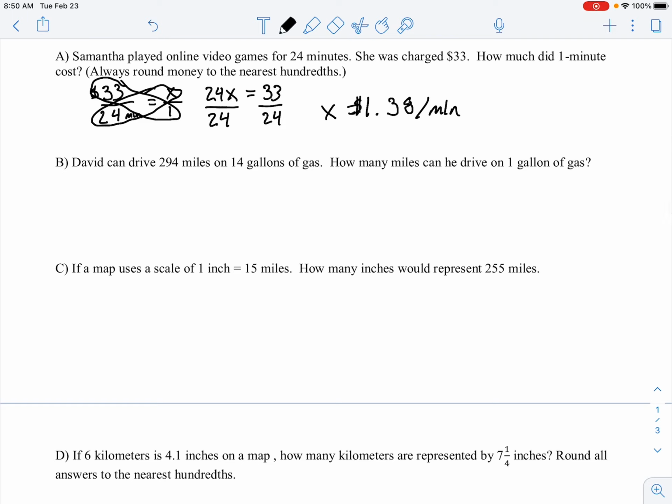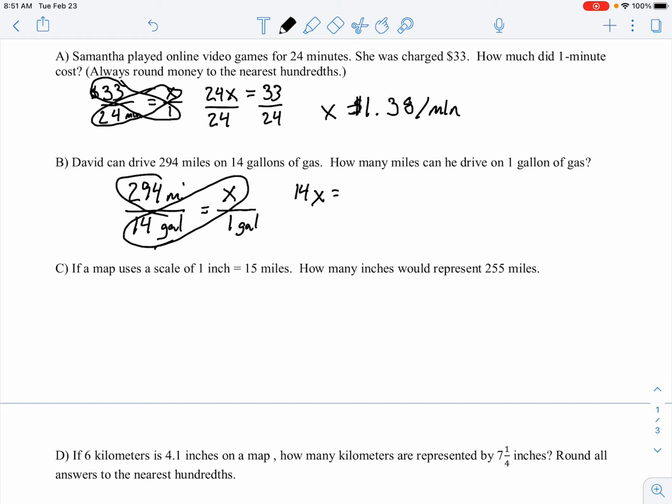Alrighty. So next up, David can drive 294 miles on 14 gallons of gas. See how I just took that ratio right there and represented it on my paper here. How many miles can he drive on 1 gallon of gas? So we want to know how many miles can he drive with 1 gallon. So we've set up our ratio. We're going to use our butterfly method.